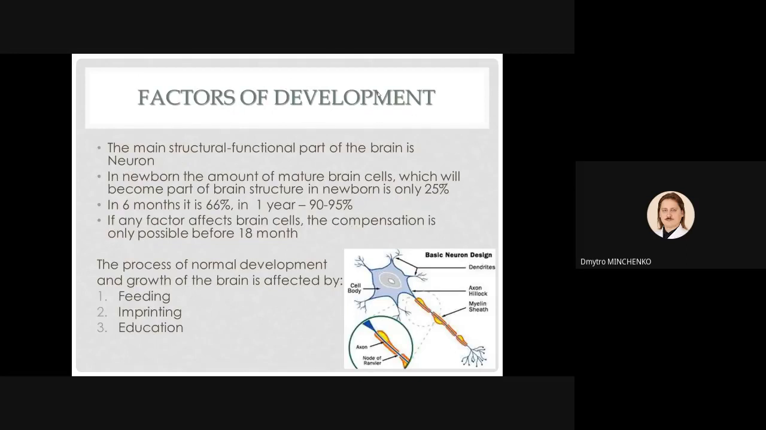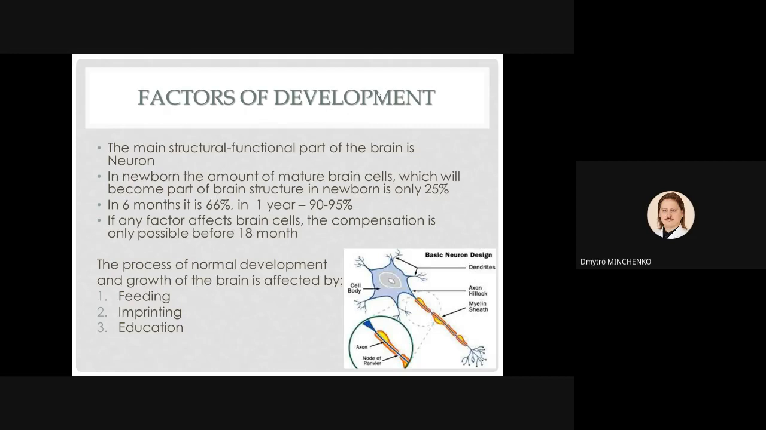Factors of development of the brain. The main structural functional part of the brain is the neuron. In a newborn, the amount of mature brain cells which will become part of the brain structure is only about 25%. In 6 months, it is 66%, and in 1 year, it's 90 to 95%. If any factors affect the brain cells, the compensation is only possible before 18 months.